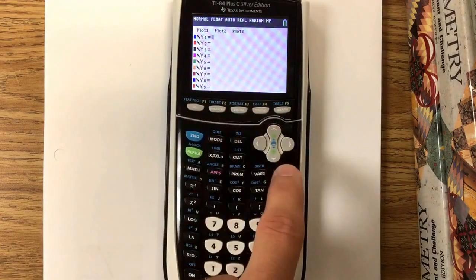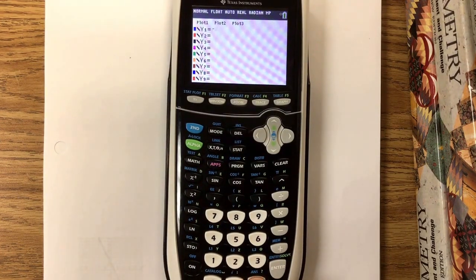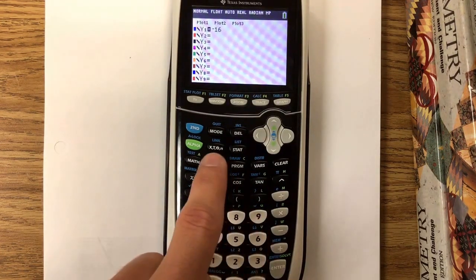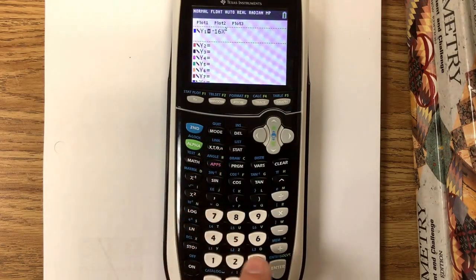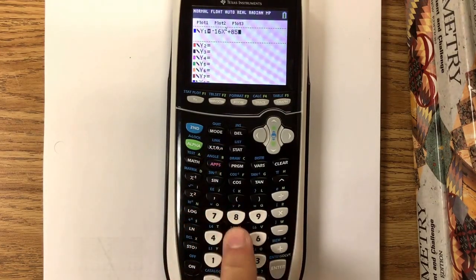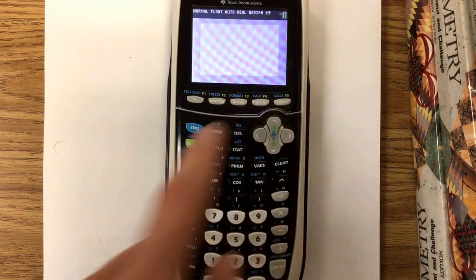If there's something in there, just go ahead and press clear. If not, I'm going to start to type in our equation. Our equation is going to be negative 16, and then this is where you get your variable, x squared, all right? And I'm going to put plus 85 and then x. Now I'm going to press graph. I want to see what this picture looks like.